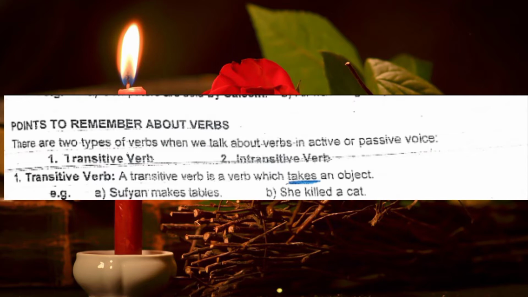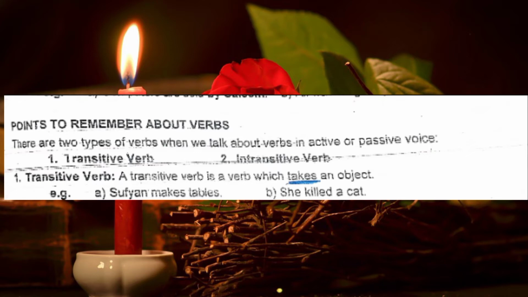A transitive verb is a verb which takes an object. What is an object? An object can be a person or thing. Got it? Examples: Sufyan makes tables. She killed a cat. Tell me which one is the object here? The verbs make and kill in these sentences are transitive verbs because they take objects, tables and cat.